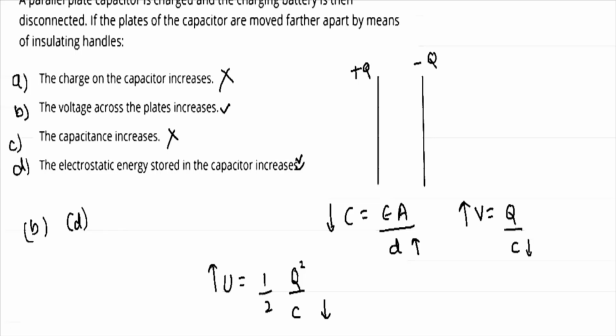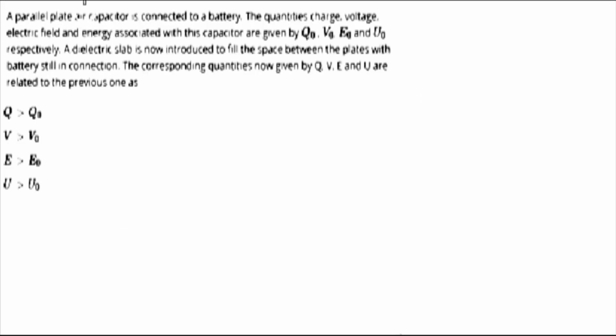Hello everyone. So we are given a question which says a parallel plate air capacitor is connected to a battery. So it is an air capacitor, so the medium is air between the two plates. The quantity of charge, voltage, electric field, and energy associated with the capacitor is Q naught, V naught, E naught, and U naught respectively.